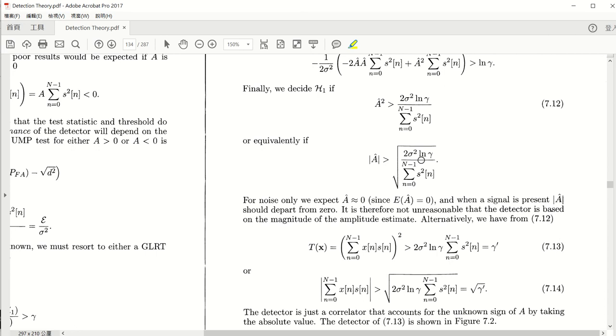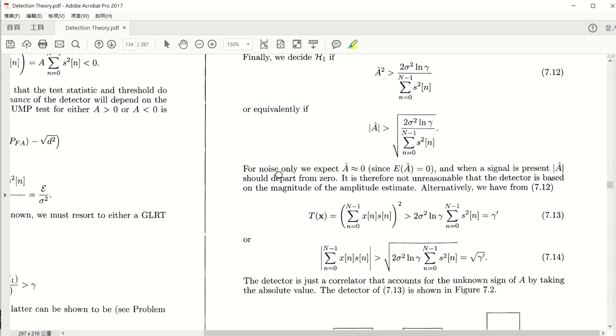For noise only, we will expect A hat to be approaching 0. And when the signal is present, A hat should depart from 0. It is therefore not unreasonable that the detector is based on the magnitude of the amplitude estimate.